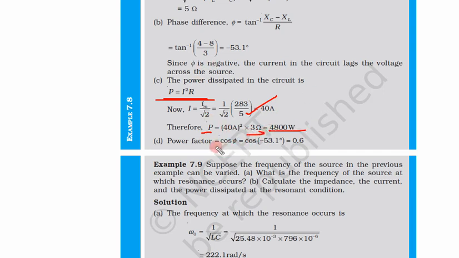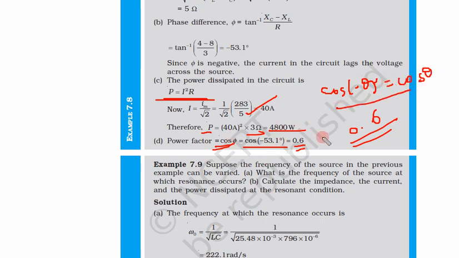At last, now let us calculate the power factor. So we have already calculated this value of 5. So 5, let us just put the value of 5. So cos minus 53.1. So what we get? 0.6. So power factor is 0.6. Also we have learned this identity, cos minus theta is equal to cos theta. That's why even the theta is negative, in cos we are getting a positive value.